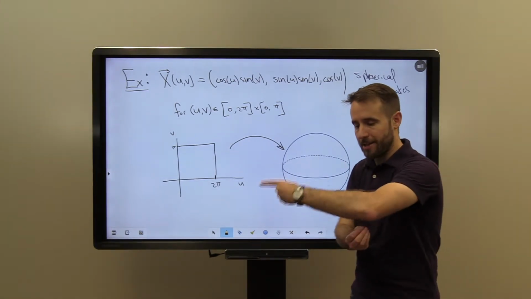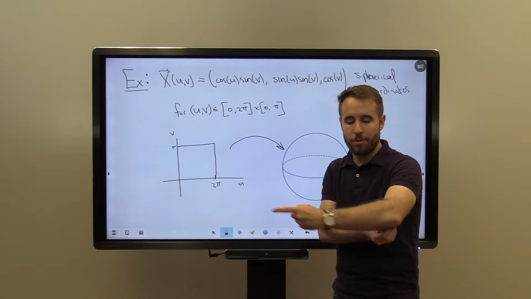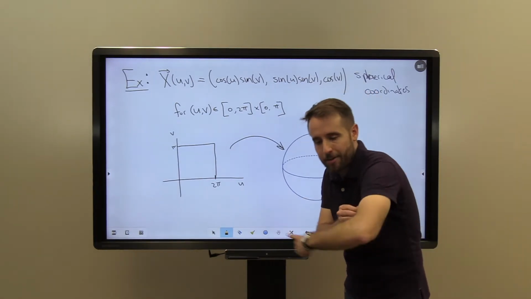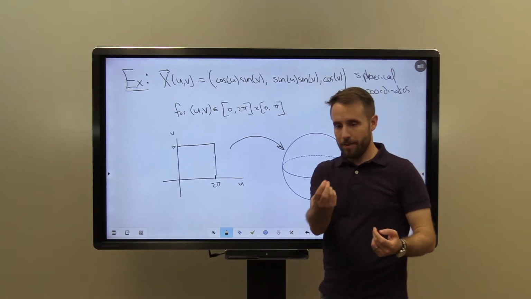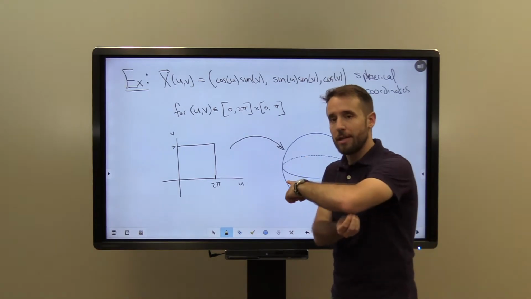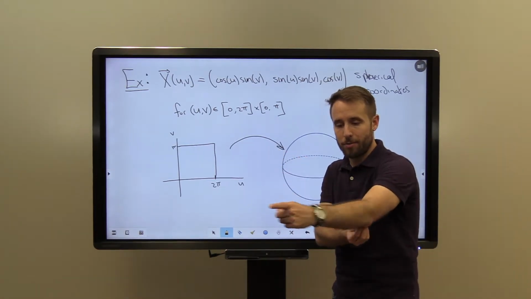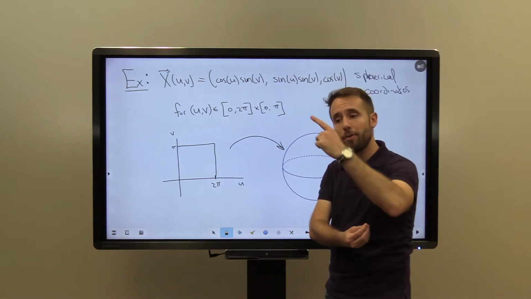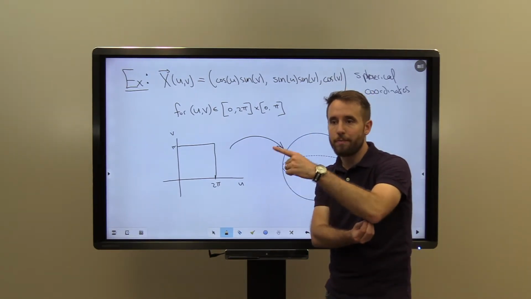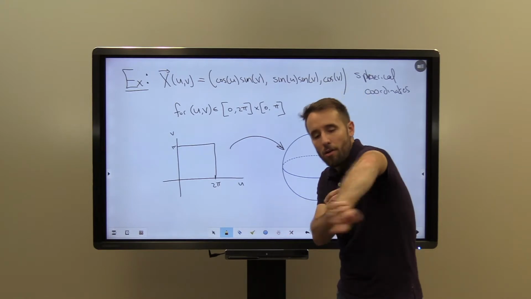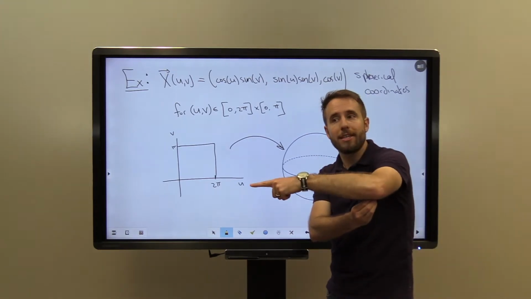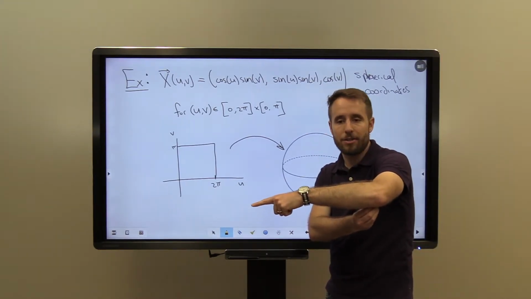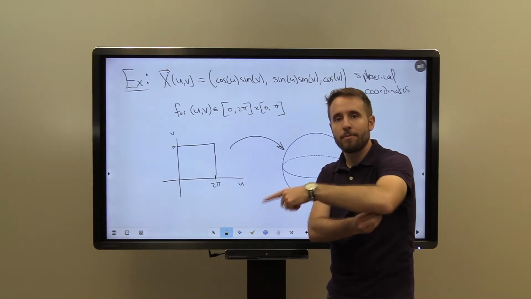U will take the role of measuring an angle going around in the xy direction, right? So sort of if this is the center of our circle, our u plays the role of measuring how far around the circle we've gone. And that goes all the way from 0 when we're pointing in the direction of the positive x-axis, all the way around to 2 pi when we are once again pointing in the positive x-axis.